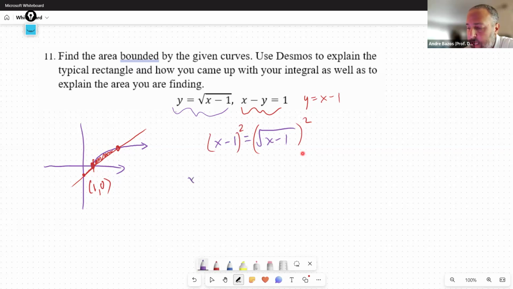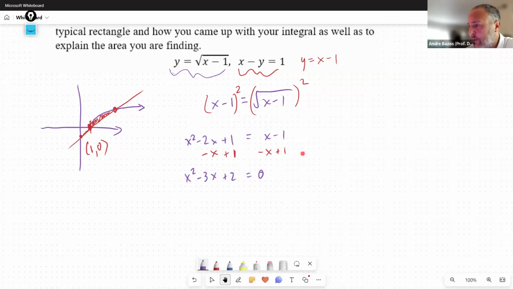I'm going to FOIL this out. That's x squared minus 2x plus 1 equals x minus 1. Now it's quadratic, so I need to get everything on one side. I'm going to subtract x from both sides. I'm going to add 1 to both sides. I did it in my head and got 2. There we go. So we got x squared minus 3x plus 2 equals 0.